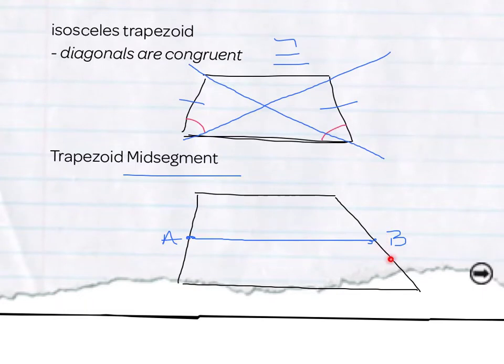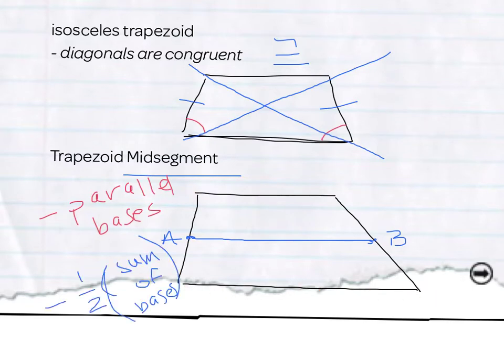So the mid-segment has some really cool properties. The first property that's really cool is that the mid-segment is going to be parallel to the bases. Okay, so it's parallel to both bases. That would make the mid-segment here, AB, parallel to this segment here and this segment here. The other really cool thing about the mid-segment is that it is equal to 1/2 the sum of the bases.